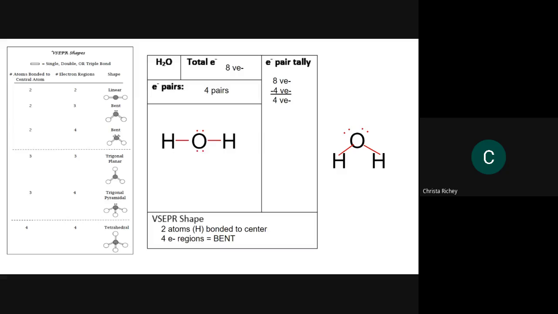This is why I said it was going to be so much easier to draw this out today. That program's good for you. So electron regions: there's 1, 2, 3, 4. There are 2 atoms stuck to the central atom, and 4 electron regions is a bent configuration, which looks like this.